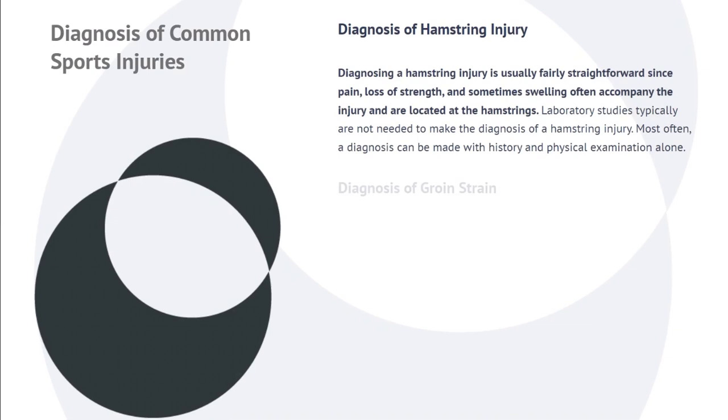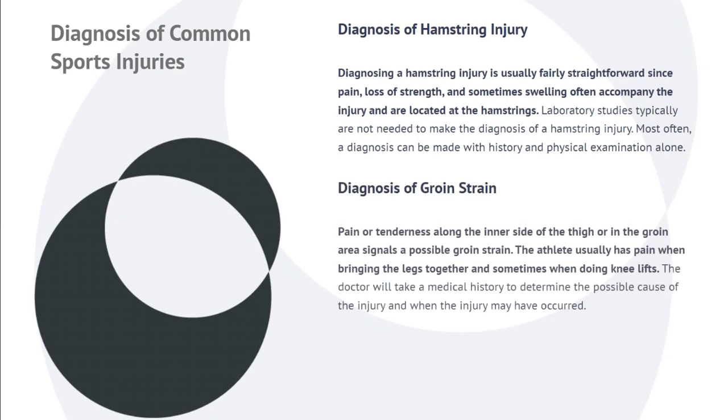Diagnosis of hamstring injury. Diagnosing a hamstring injury is usually fairly straightforward since pain, loss of strength, and sometimes swelling often accompany the injury and are located at the hamstrings. Laboratory studies typically are not needed to make the diagnosis of a hamstring injury. Most often, a diagnosis can be made with history and physical examination alone.